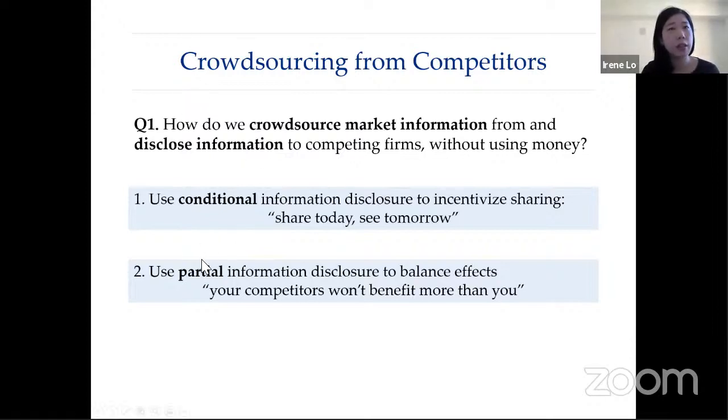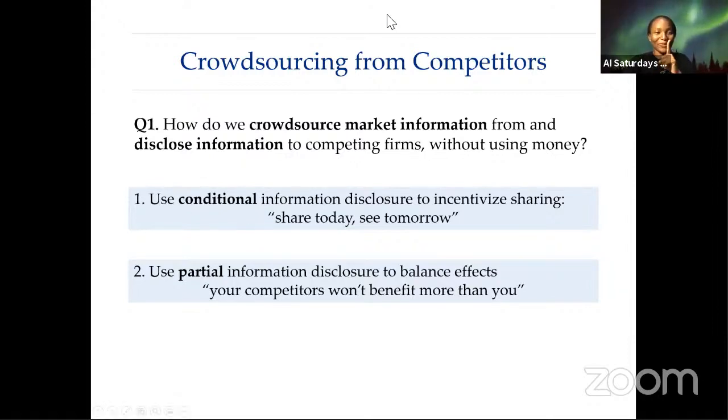And the other thing we had to consider was using partial information disclosure to balance the effect so that there aren't some people who benefit more than others. And so we're working through right now, maybe we can use some kind of token-based system, maybe we can use some kind of subscription system where if you share today, we'll keep track of your sharing and use that to give you more access to information in the future.